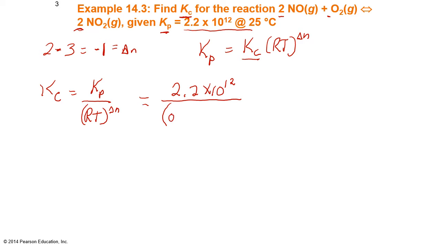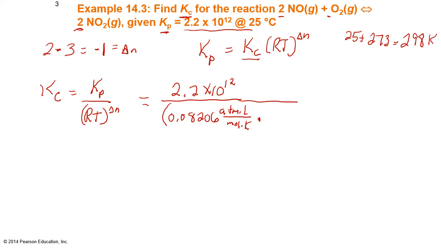R is the ideal gas constant, 0.08206. And again, we're using this because of the pressure, so the atmospheres. We have to multiply by the temperature in Kelvin. So we need to take 25 plus 273, and we end up with 298 Kelvin. And we need the difference in the number of moles, which we found was a -1.